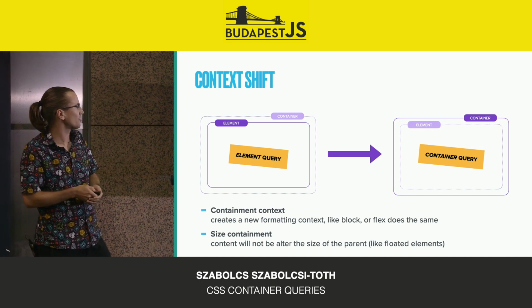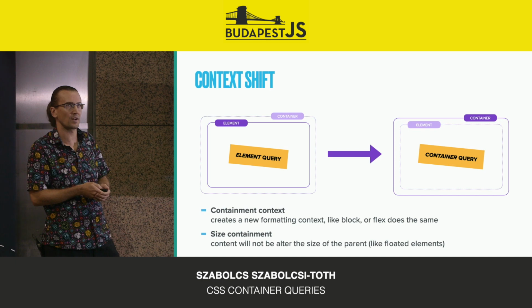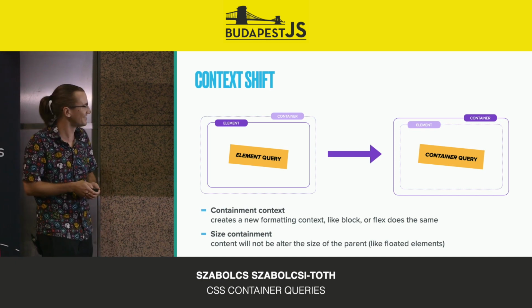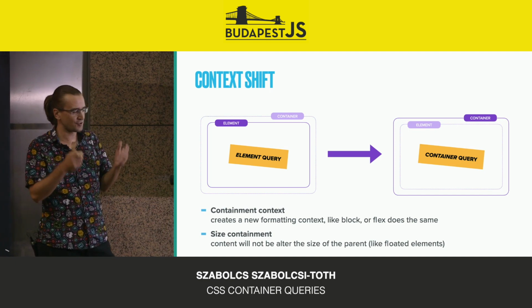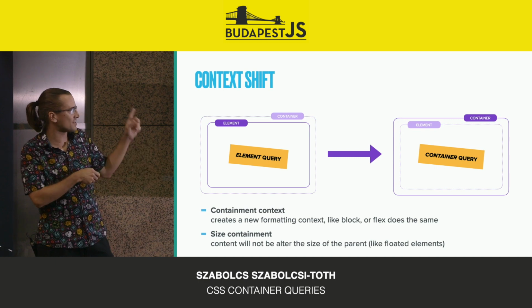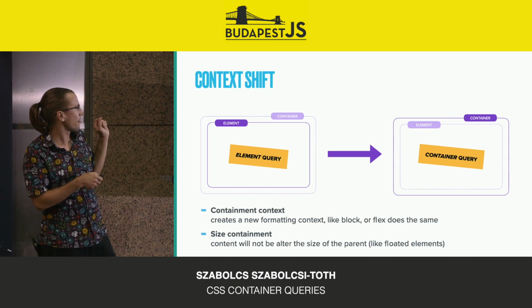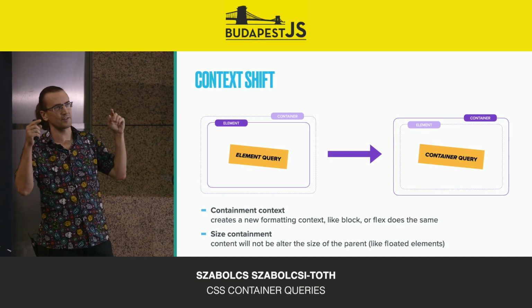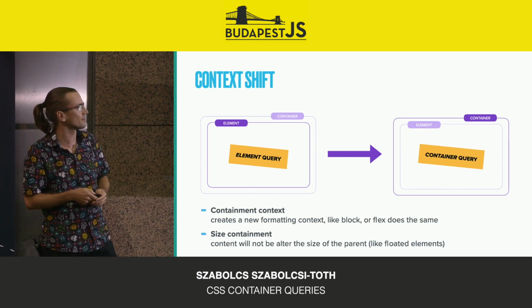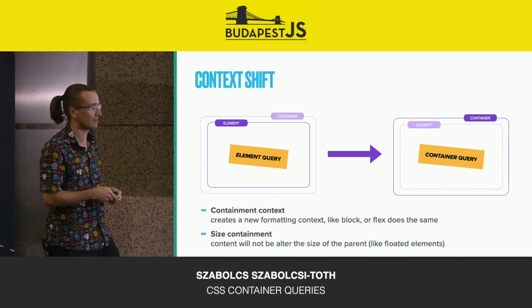And the other one is size containment. This is just the one I just talked about, okay? So when the children cannot affect the size of the container, and the containment context will contain the style of your rules. It's complicated, I know.